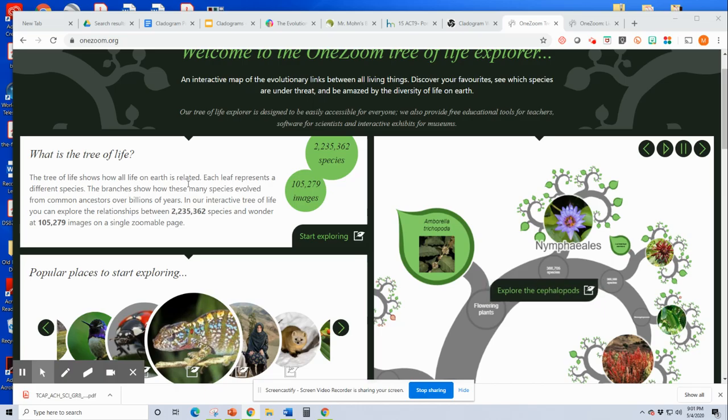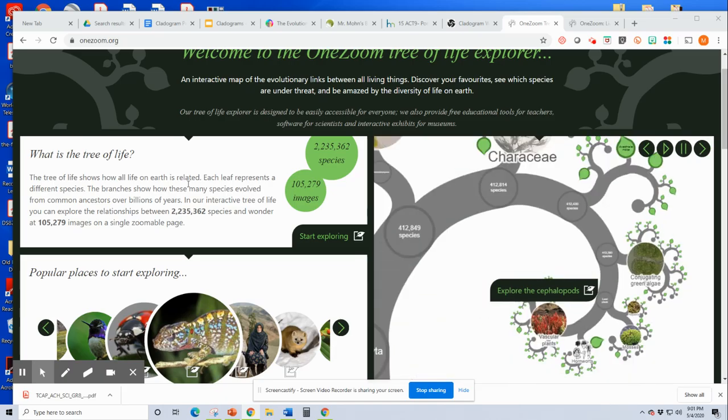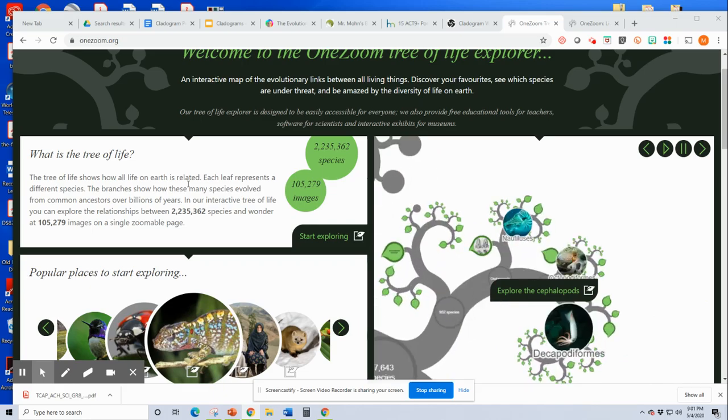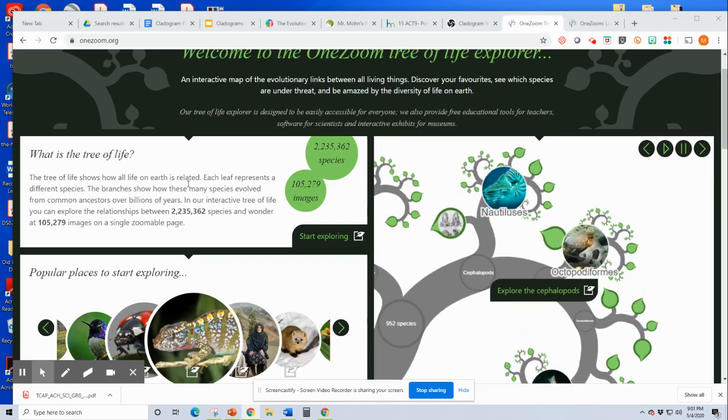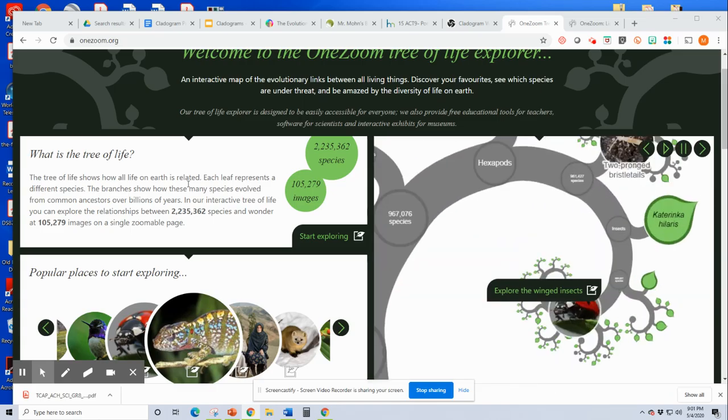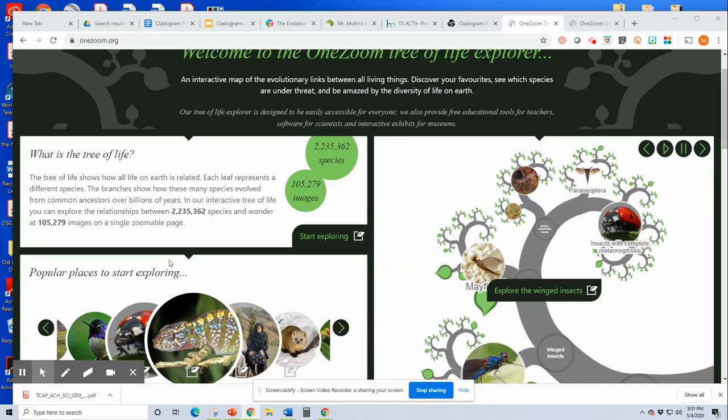And we're going to look at this. Each individual leaf represents a different species. And then the branches show how those species evolved from common ancestors over billions of years. This is an interactive tree of life. So far, they have over 2 million species on here.